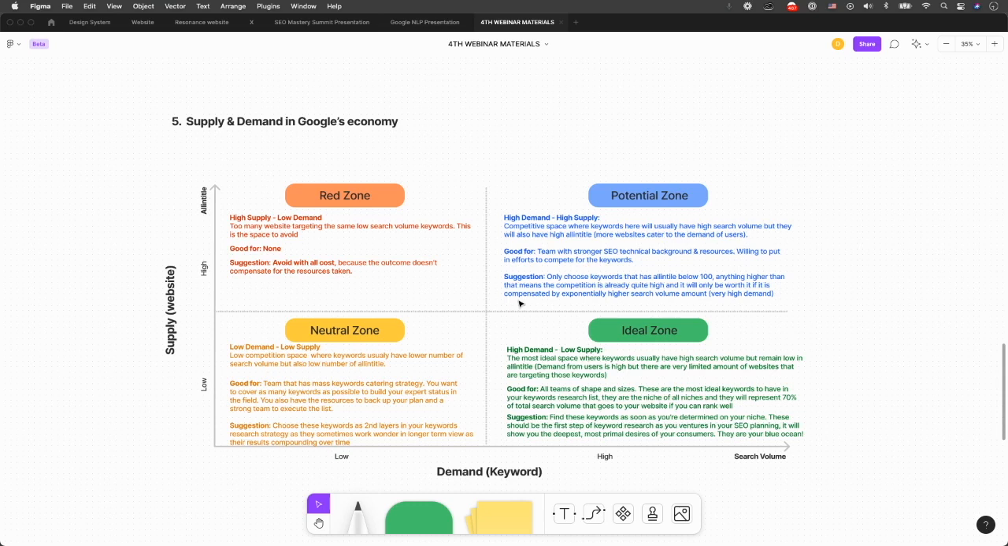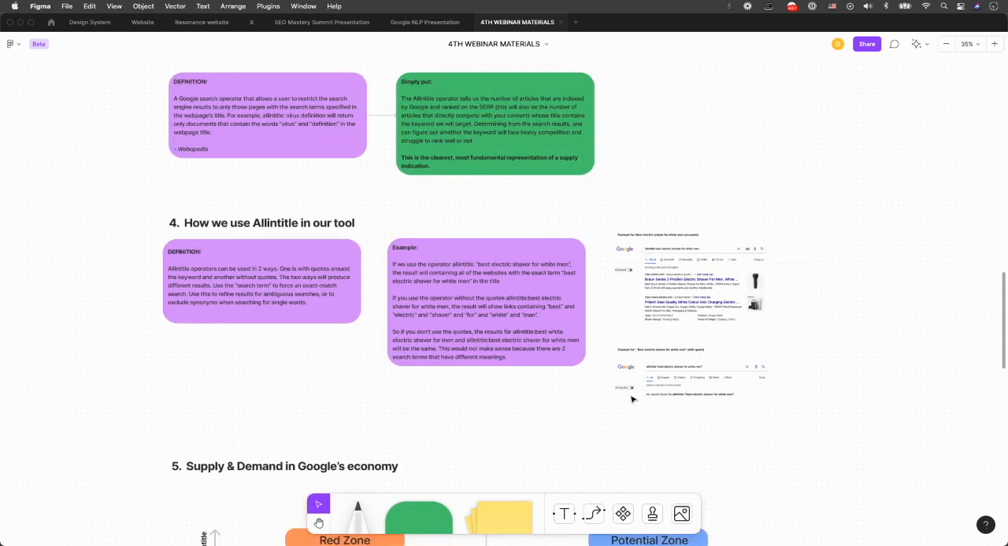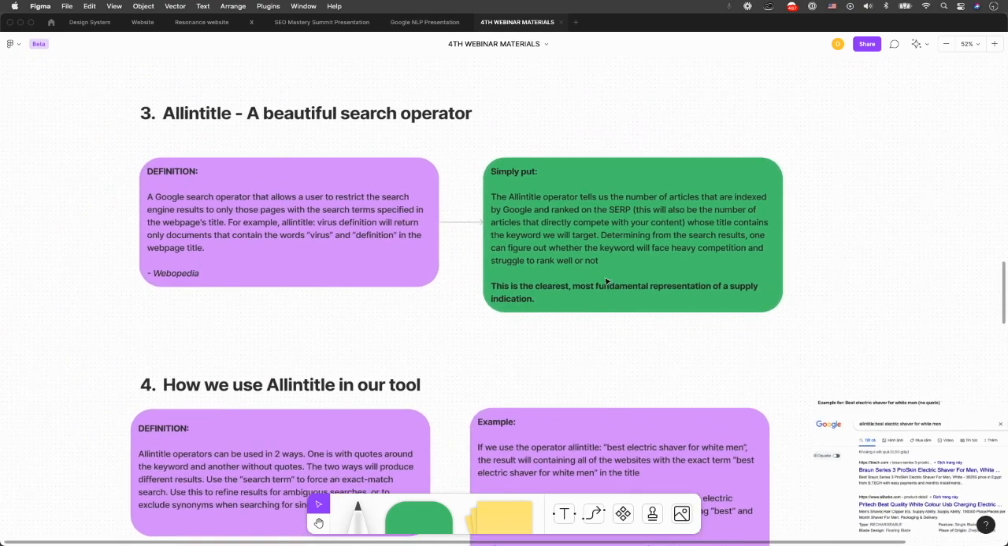So going back to this, before I go into details of these four zones which I just drew out, I'm going to go back here a little bit to clear up some of the definitions we use in our tool when it comes to allintitle search, right? So as I was sharing here with you, allintitle. Now that you understand allintitle, just think of it as the indicator of how many websites are trying to rank for the keyword your users are demanding, right?